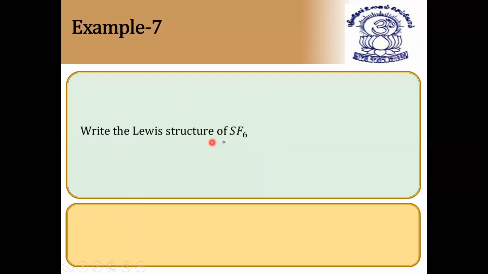So SF6, sulfur hexafluoride. What is this called? Sulfur hexafluoride. 6 fluorines are there. We'll call it sulfur hexafluoride. So this is called sulfur hexafluoride.